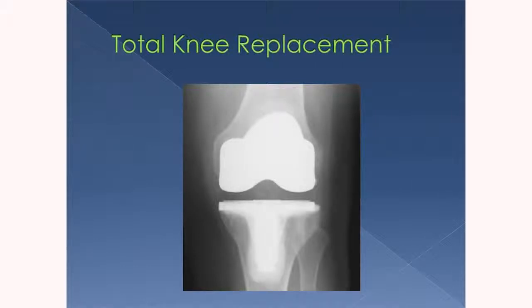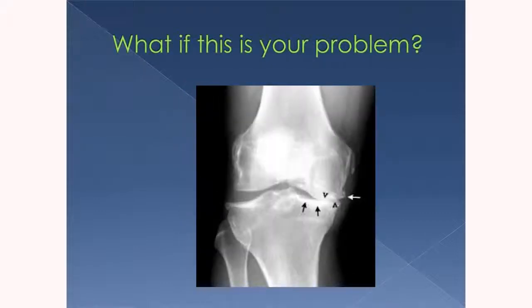So total knee replacements work well, but what if this is your problem? This is a picture of an X-ray of a patient who has pain on the inner part of the knee, the medial compartment where the bones touch one another, and you can see that there's something missing, right? There's no space between the bones, which indicates that the cartilage that covers the bones has completely worn out and worn thin. But look at the outer side of the knee, a nice wide space, meaning normal cartilage.